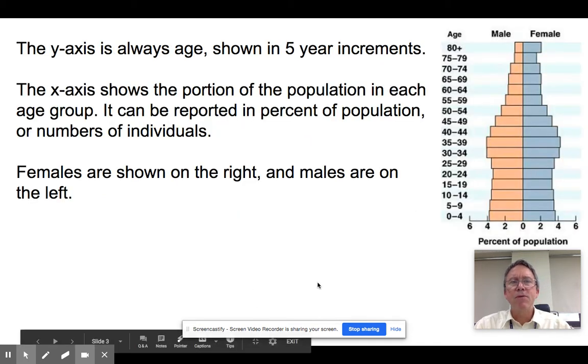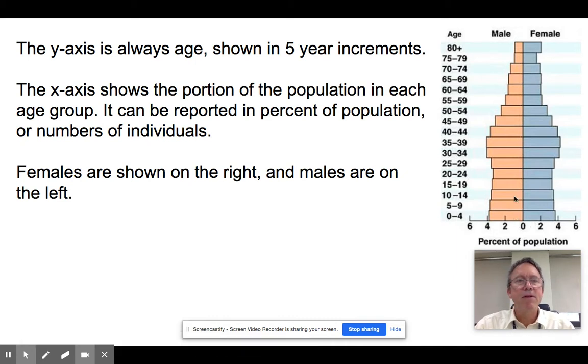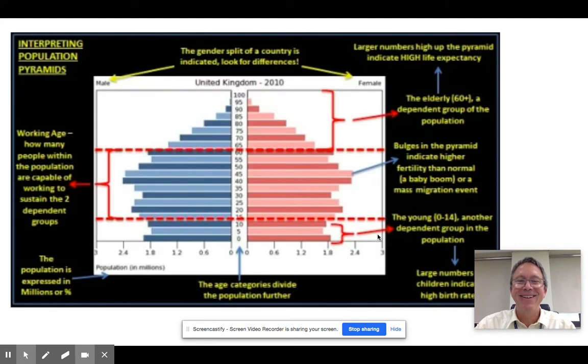So as I said, we basically have the x-axis. I'm sorry, the y-axis is going to be in 5-year increments. I think I told you all this. You know what? I already told you all this. I'm going to go to the next one.